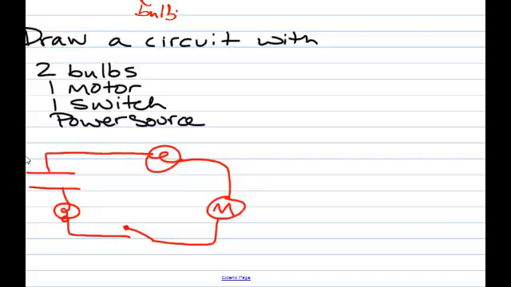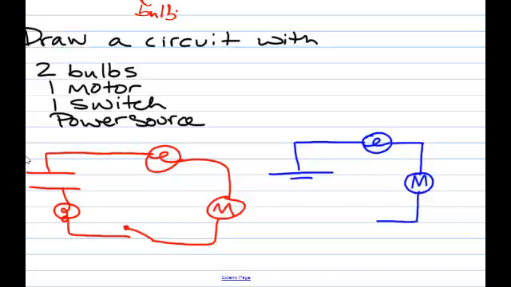Okay, so let me draw. I'm going to draw the same thing that's here, but I'm going to draw it in a different way. Now, I'm going to use the lines that are on my paper here. That's why they're there. Take advantage of it. Bulb. And come straight down. Draw a motor here. Okay, she has a power switch right here, so I'll leave it opening. And she put her other bulb right here. Okay. So, pretty close.